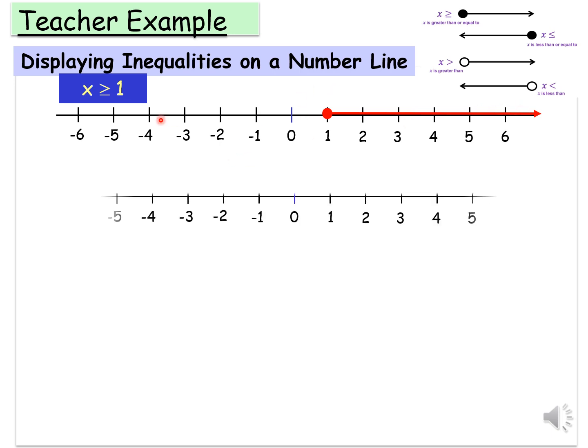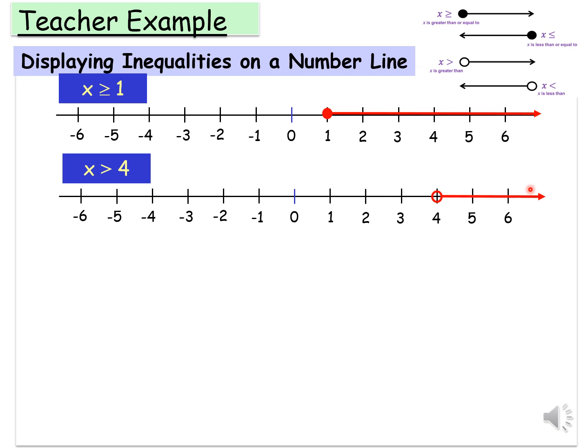Next one. Okay, x is bigger than 4. Okay, x is greater, it is not equal. So we draw a circle on 4, and we want those x's which are greater than 4. Which side of the line is greater than 4? That side. So that's how we do it.